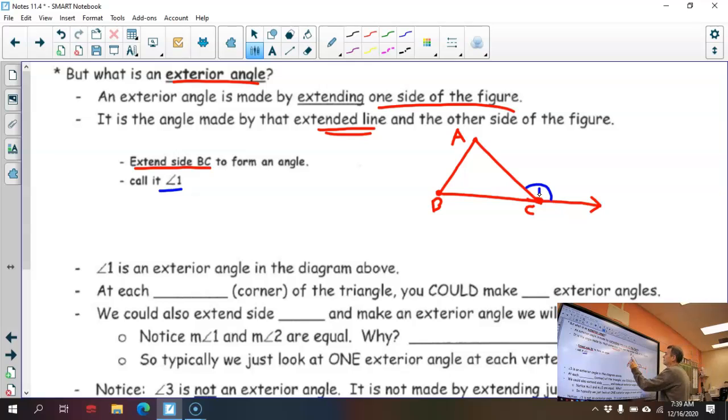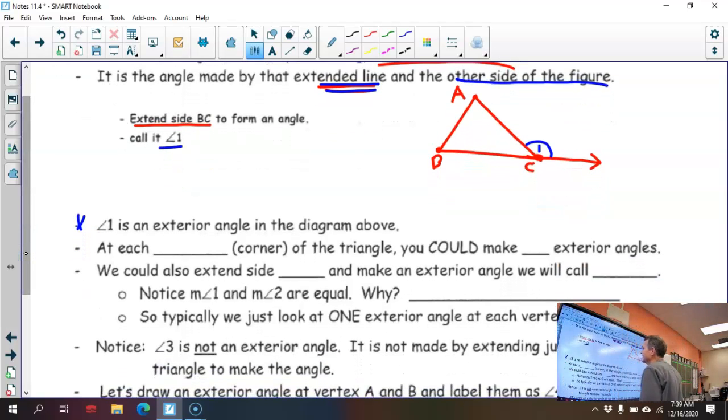Notice that that angle is made by the extended line, BC, and the other side of the figure, AC. I didn't make it down here at the bottom, underneath it, on itself. All right, that is an example of an exterior angle. I noted that here. Angle 1 is an exterior angle.